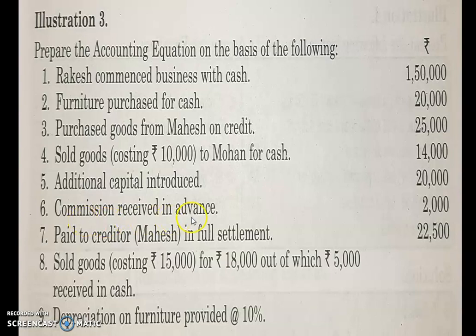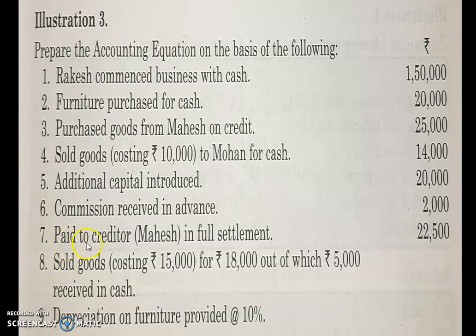Next is commission received in advance. So anything received in advance is your liability. That liability you will write on the liability side, and as you have received cash, that you will mention in the cash. So cash will also increase as well as your liability will also increase.